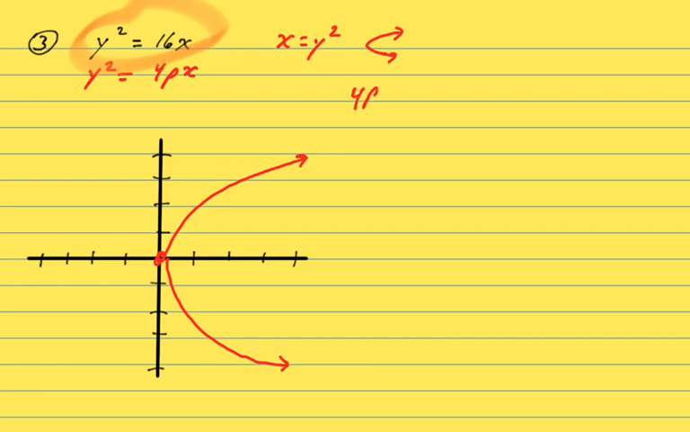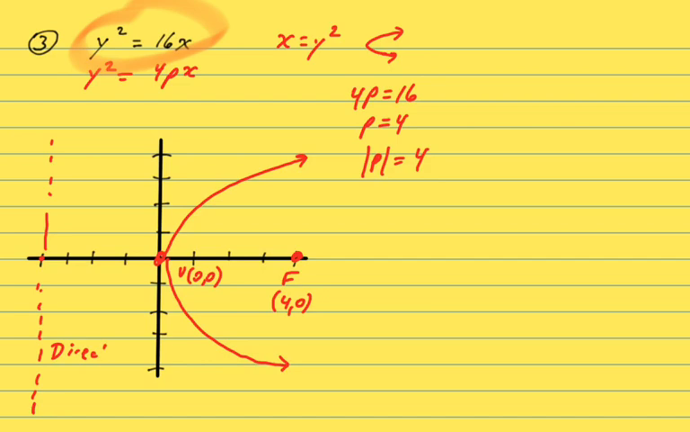If you look at what 4p has to equal, in this case it's 16, which makes p 4. I always look at the absolute value of p because that gives me the distance. So I go 4 to the inside. That makes my focal point 4, 0. The vertex is 0, 0. And if I go 4 to the outside, you'd have out here your directrix, which is an imaginary line. That's why it's dotted. If it's a vertical line, it's going to be x equals, and in this case, x equals negative 4, right?